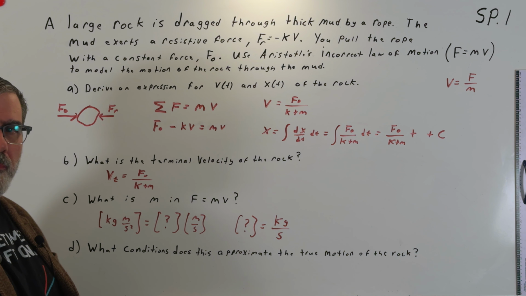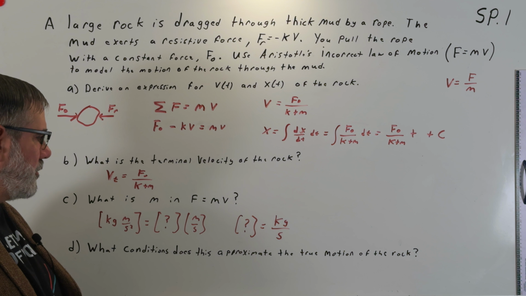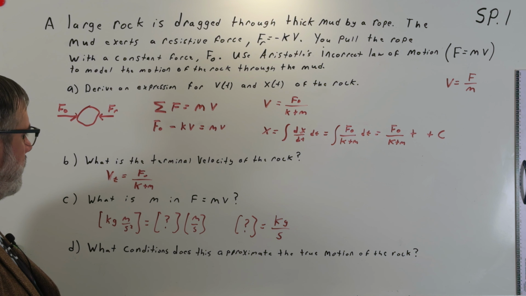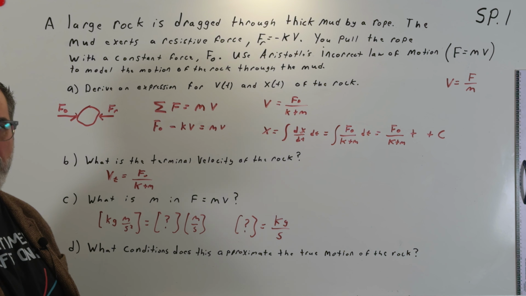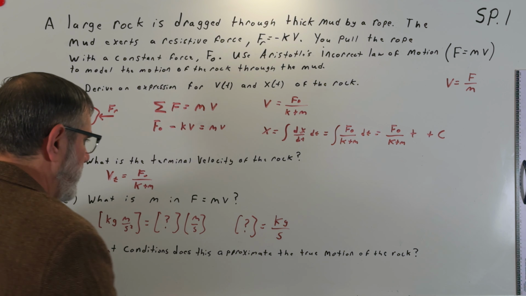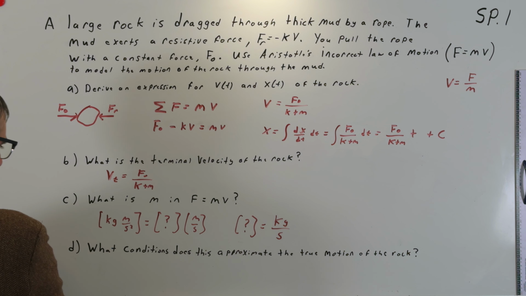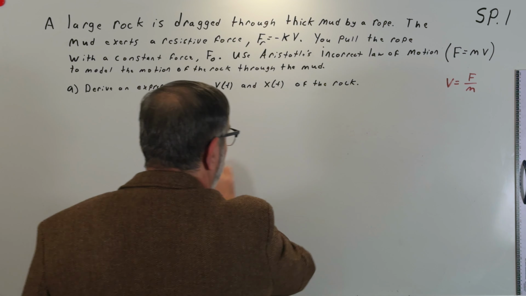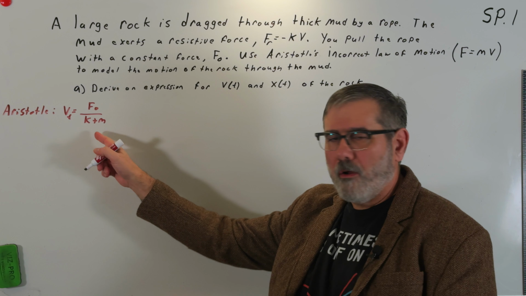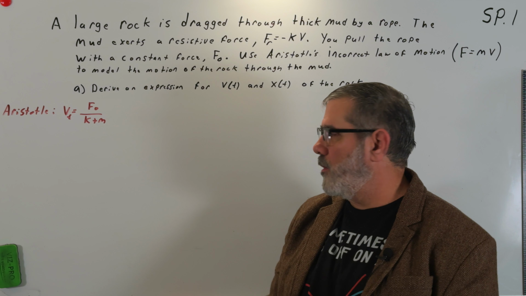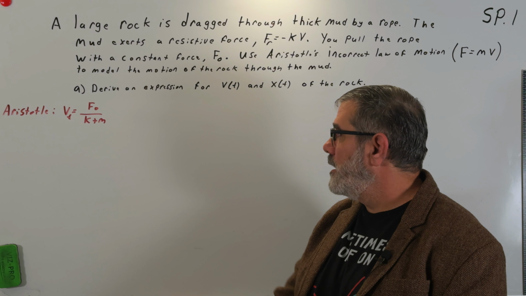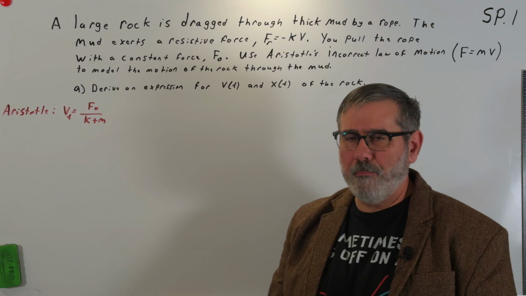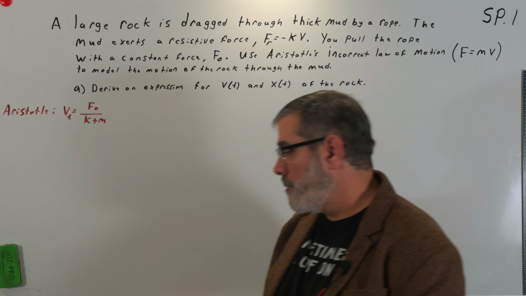All right, and then the final part of the problem, what conditions does this approximate the true motion of the rock? Well, in order to figure that out, we're going to have to calculate what the true motions of the rock are. So let me just make some room here. Okay, so I've highlighted our key result here, that the terminal velocity, according to Aristotle, it's also the only velocity, is equal to F naught, the force that we apply, divided by k plus m.